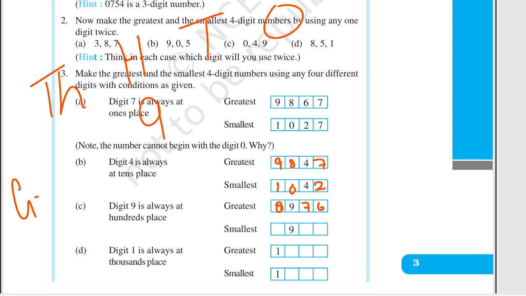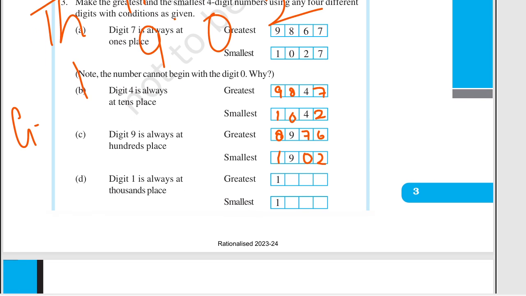Now we will start the number from 1, because 1 is the smallest digit from which we can start any number. Now 9 is already written. The smallest digit we have is 0. Then 1 is already used, then 2. 1902 is the number we have found. That is the smallest number which we can write by using the four different digits.